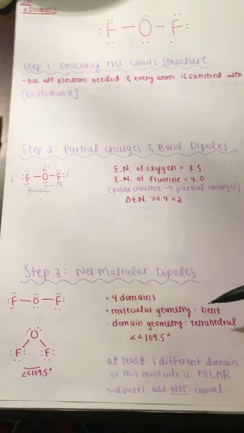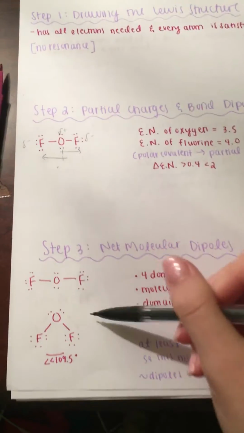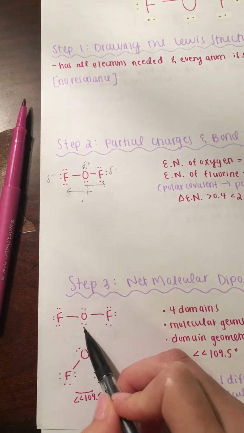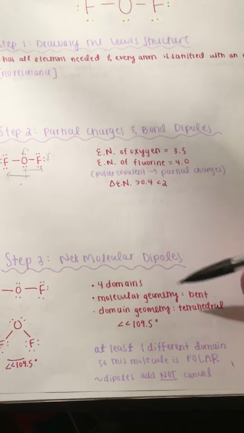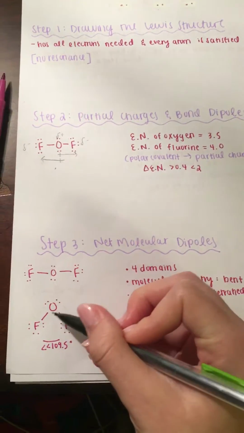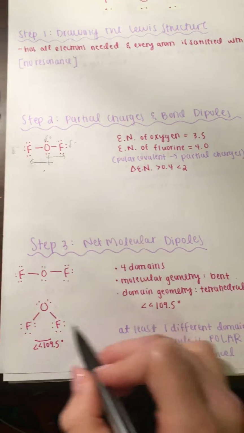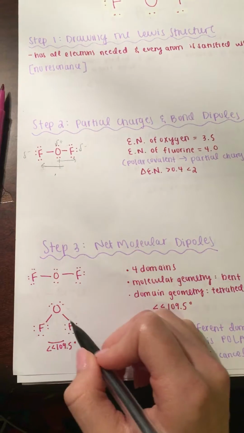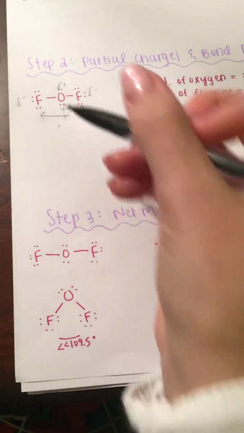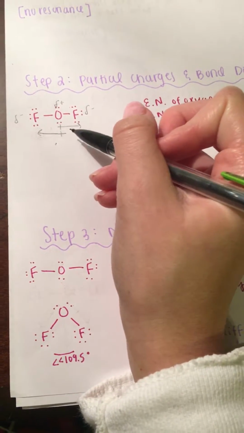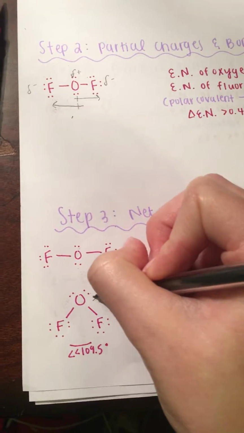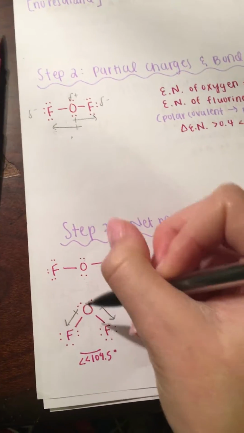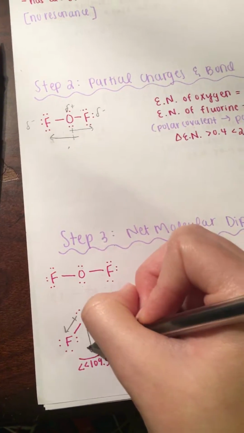Now we can look at the net molecular dipoles. Now this structure is different. We have non-bonding pairs. We have 1, 2, 3, 4 domains for this structure. Its molecular geometry is bent, even though its domain geometry is tetrahedral. We have 2 non-bonding pairs bending this molecule. So these bonds don't cancel like you think they would, like the last molecule. They actually add. Since the non-bonding pairs point them down, they're adding down.